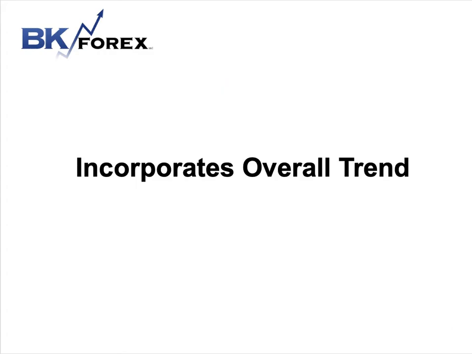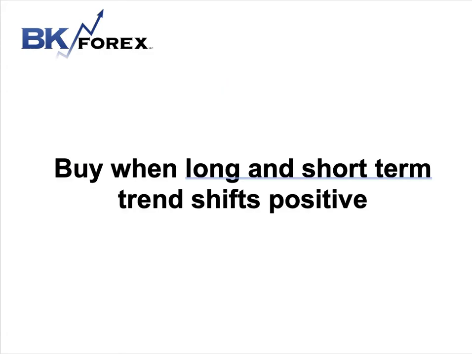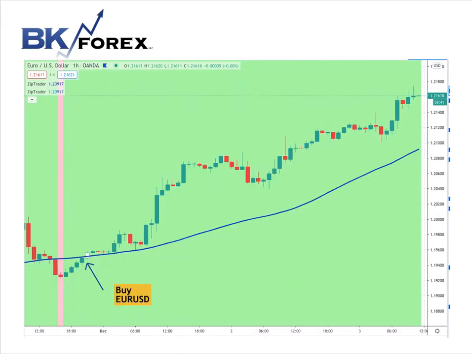The background itself incorporates the overall trend. So even though we are trading on 1-hour charts, we're only trading in the direction of the longer term trend, and that is denoted by the background color. So that's why we only sell when the currency pair crosses below the indicator line and the background's red, and we only buy when it crosses above the indicator line when the background is green. So buy when the long and short-term trend shifts positive. This is what ZIP helps us to do visually.